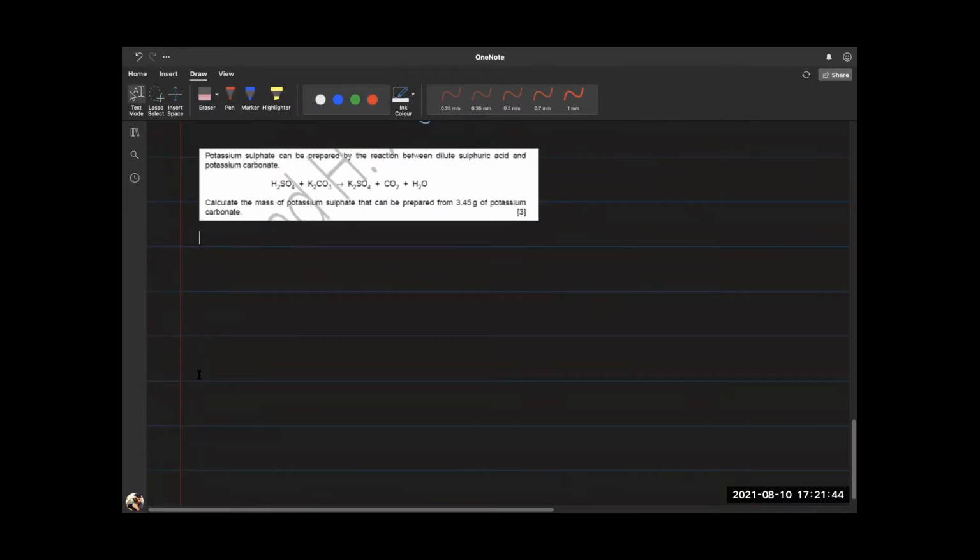Potassium sulfate can be prepared by reaction between dilute sulfuric acid and potassium carbonate. Again, a story that we're not interested in. Calculate the mass of potassium sulfate that can be prepared from 3.45 grams of potassium carbonate. So question हमें क्या बता रहा है? H2SO4 reacts with K2CO3, makes whatever you need.